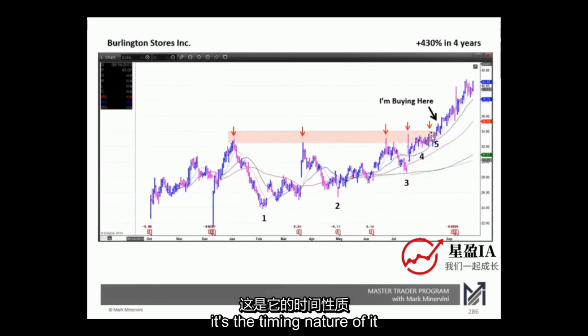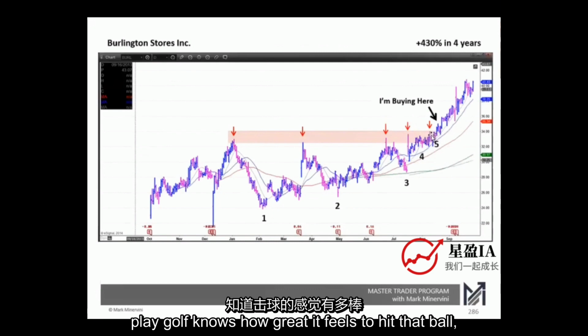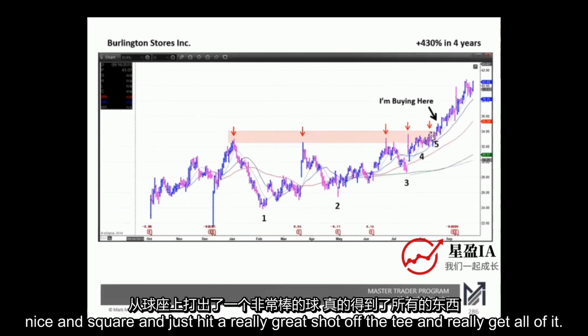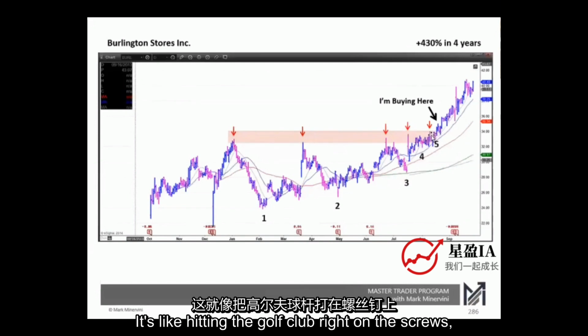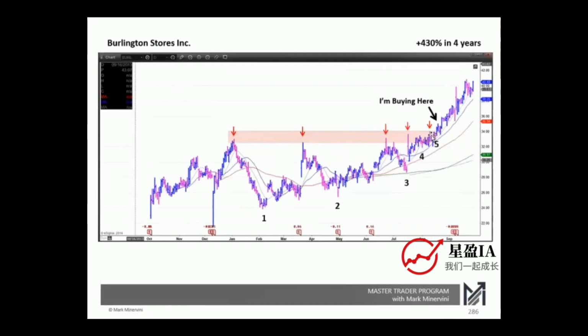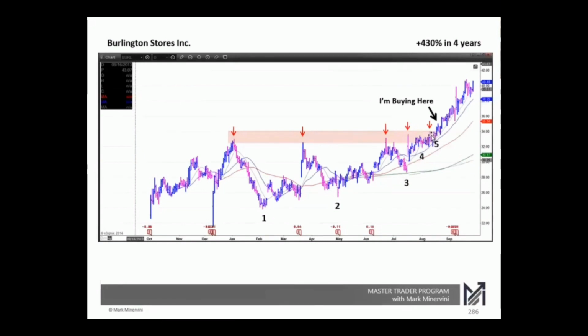Yeah, and the timing nature of it, I think anybody who's ever played golf knows how great it feels to hit that ball nice and square and just hit a really great shot off the tee, and really get all of it. It just feels so wonderful. And I get that same feeling when I buy a stock and it just, bang, takes off and blasts off to the moon, and I got that timing just right. It's like hitting the golf club right on the screws, even though they don't have screws anymore. But that's dating me. That's dating myself on top of it.